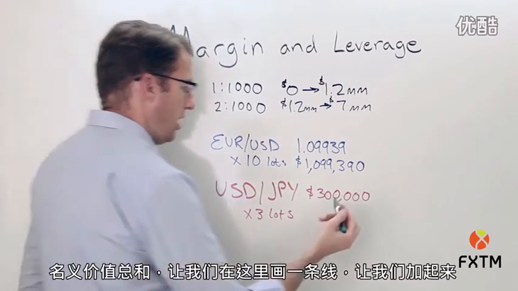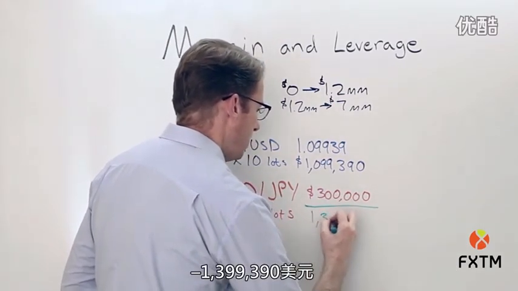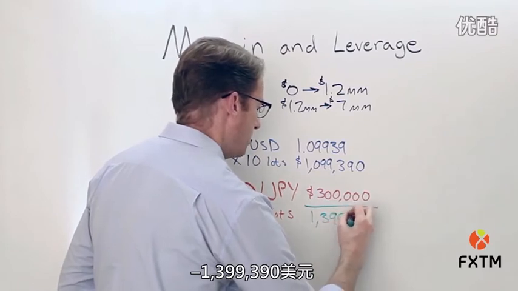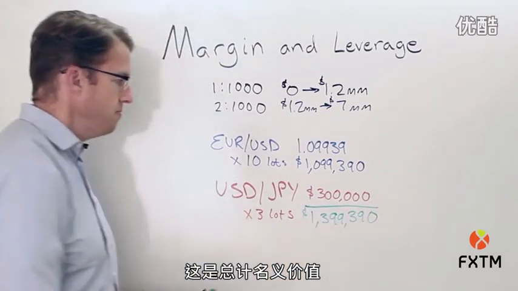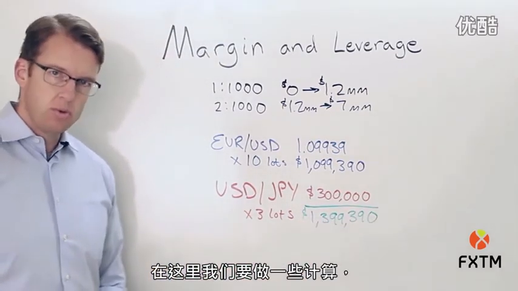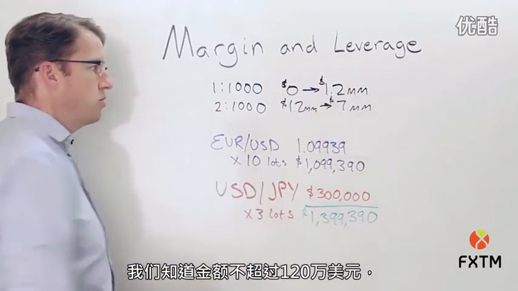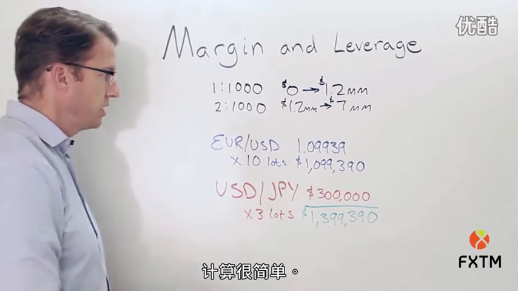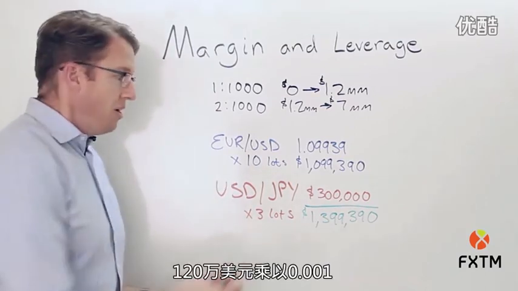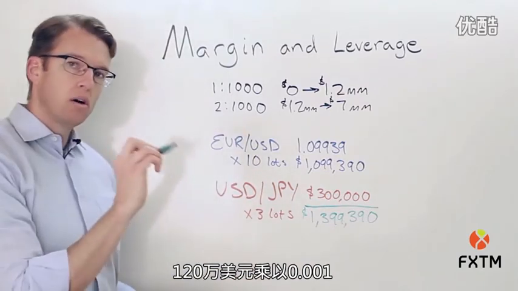So that means we've got a total between the two positions. Let's just put a little line here. We're going to sum these, for a total notional value of $1,399,390. Now here's where we have to do some calculation, because we know that up to $1.2 million of this amount is at the leverage ratio of 1 to 1,000. So that's an easy calculation: $1.2 million times 0.001.